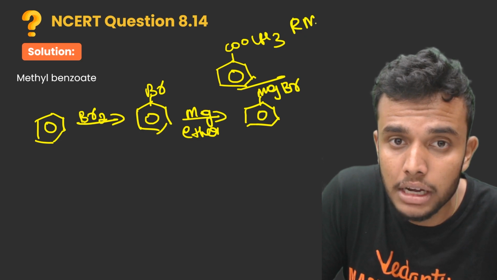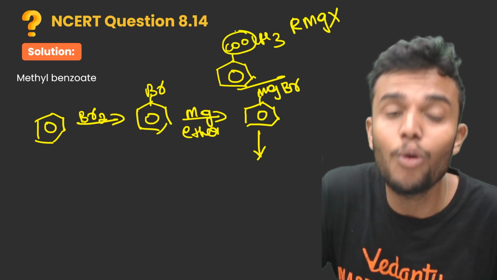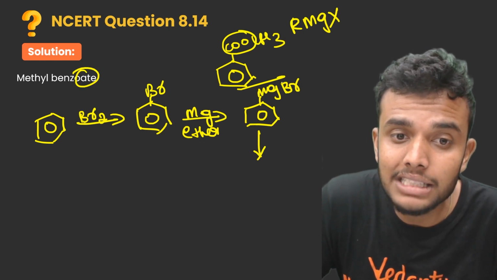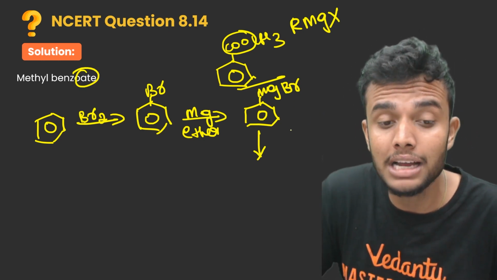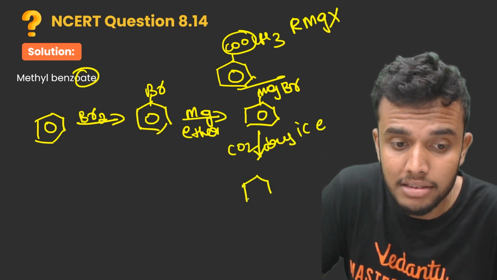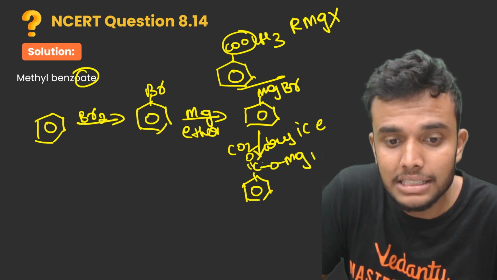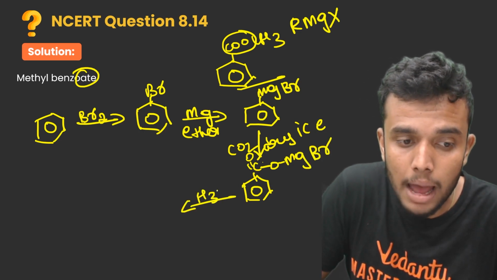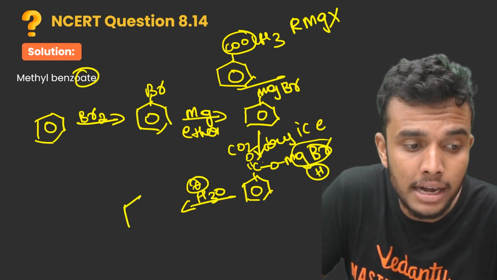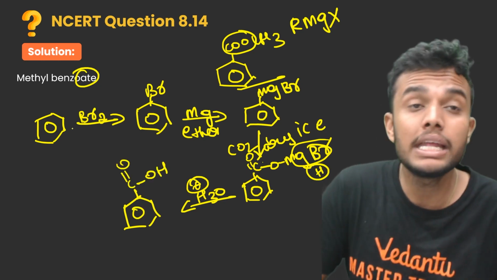RMgX, we already know about Grignard reagent, right? Next step. We need a COO group, an ester group. Methyl benzoate is nothing but an ester. That's why in the next step, the Grignard reagent reacts with dry ice. Dry ice is nothing but CO2. What does it yield? It yields the benzene group with C=O OMgBr. The next step is hydrolysis. What happens if the compound undergoes hydrolysis? The MgBr is replaced by hydrogen to yield benzoic acid.